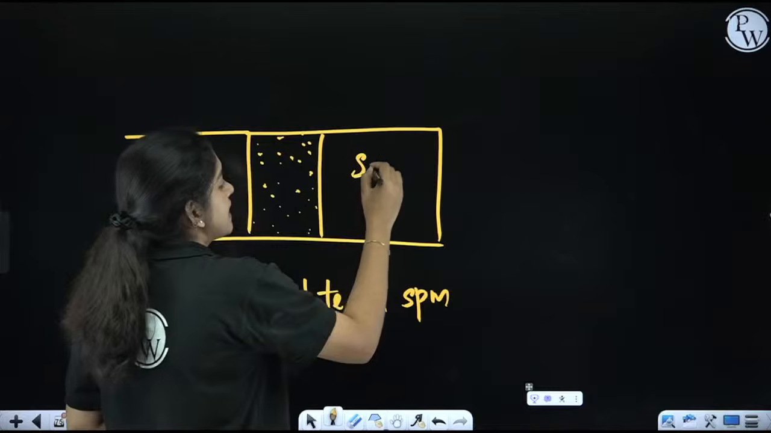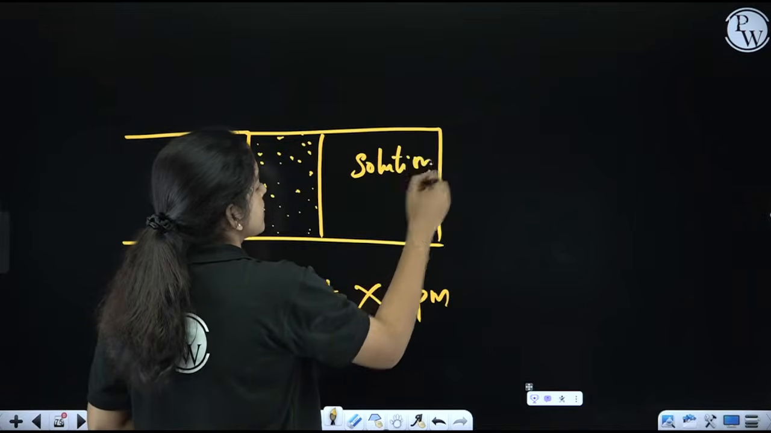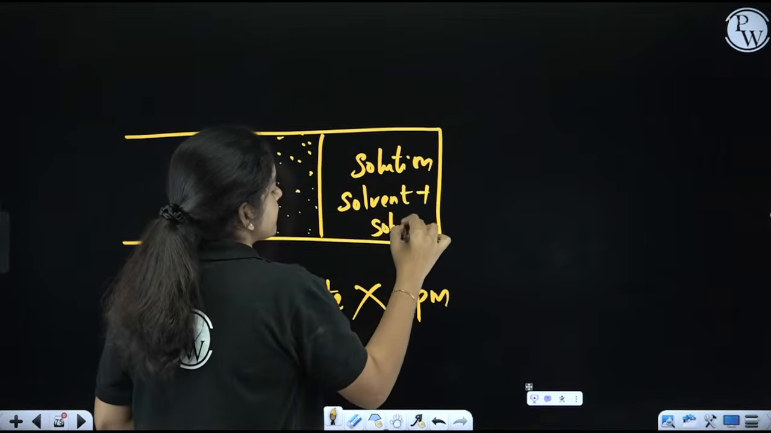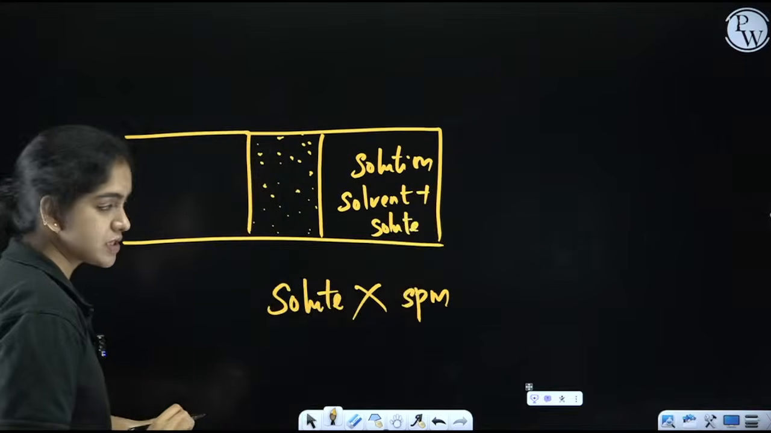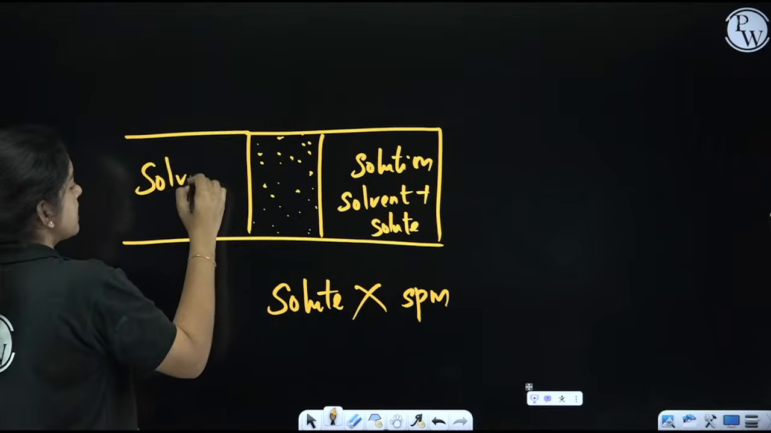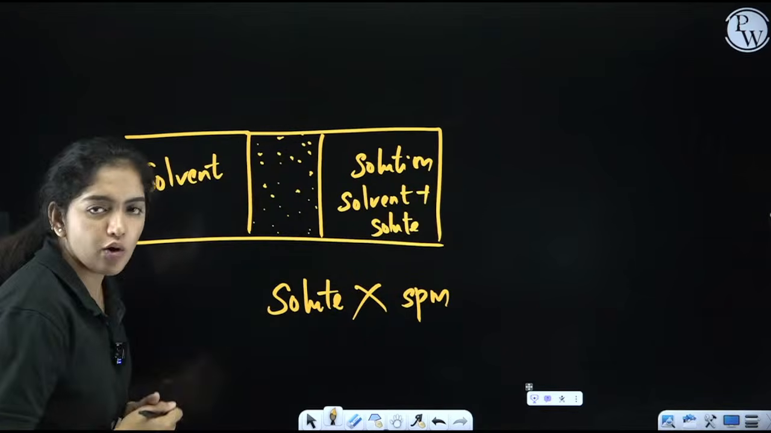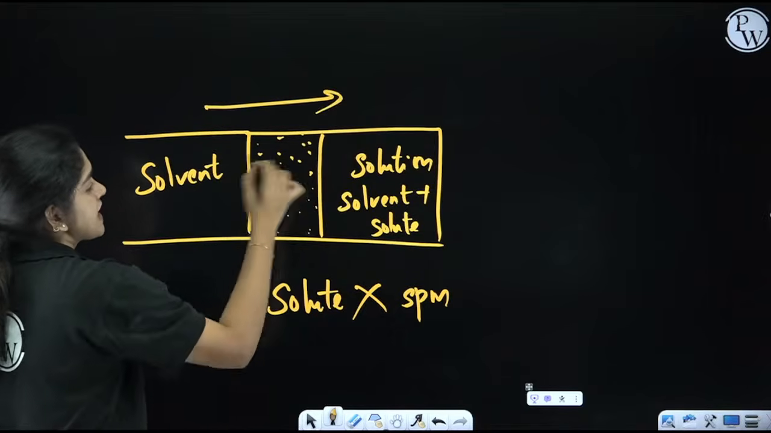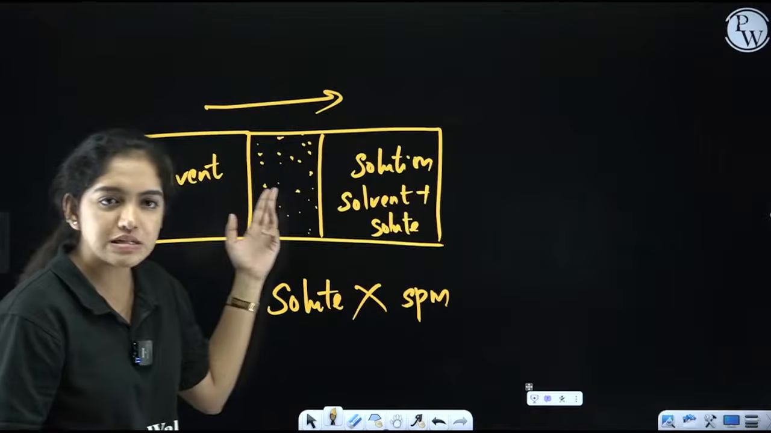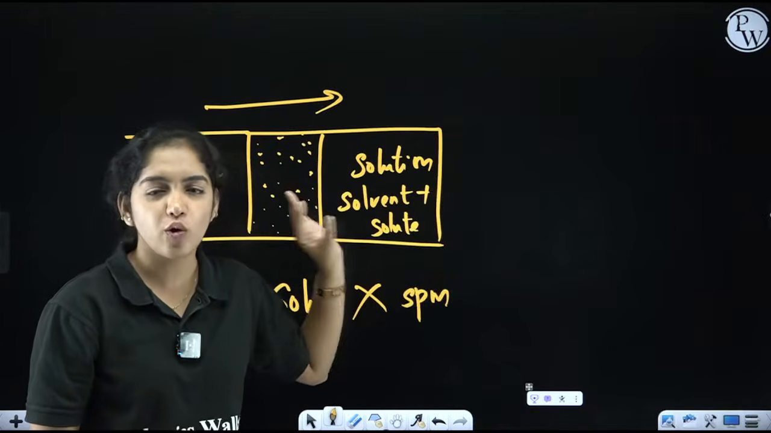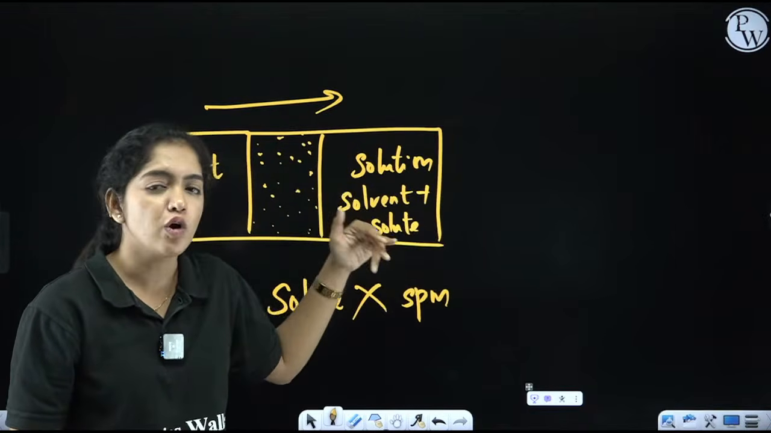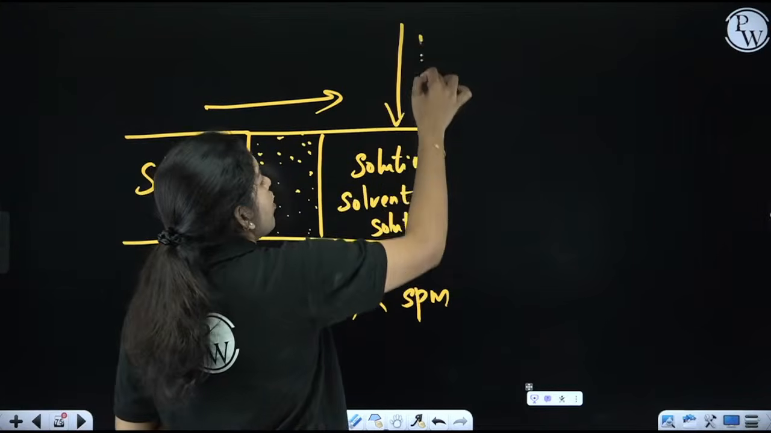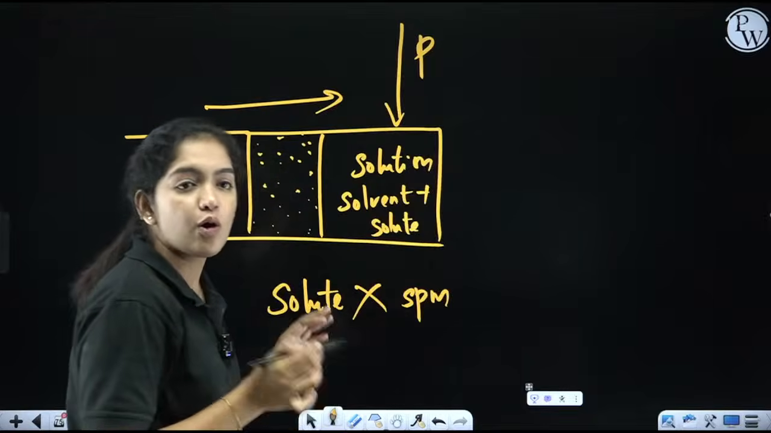For example, if you are taking solution here, what is solution? Solution is solvent plus solute. Only solvent molecules can pass through this. Okay, here we are taking solvent molecules. So according to the osmosis, what is happening here? The solvent molecules will pass through the SPM to the solution side from lesser concentration to higher concentration, that is osmosis. And we can prevent the flow of the solvent to the solution side by applying a pressure on the solution side. That is known as osmotic pressure.